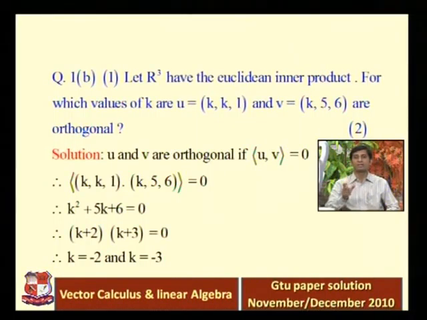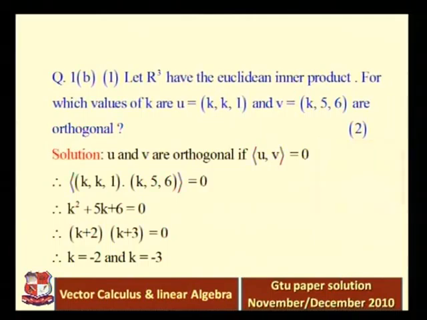What was our question? For what values of k are these two vectors orthogonal? So this is the answer: for k = -2 and k = -3, these two vectors are orthogonal to each other, right? So that is our answer. This question asks for 2 marks.